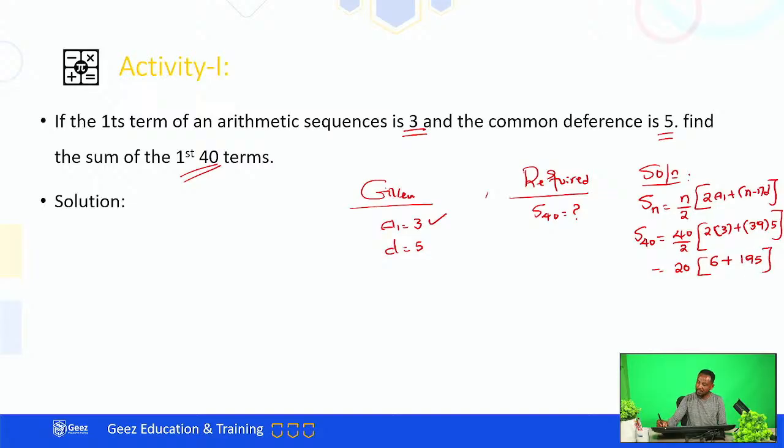195, if I'm not mistaken. 5 times 9 is 45, 5 times 3 is 15, it will be 195. So altogether, this will be 20 into the sum of 195 plus 6, which is 201, isn't it? 201. That will be the sum of the first 40 terms. You can use a calculator, or do it manually by multiplying 200 by 20. So 20 multiplied by 201 will be the sum of the first 40 terms of an arithmetic sequence.